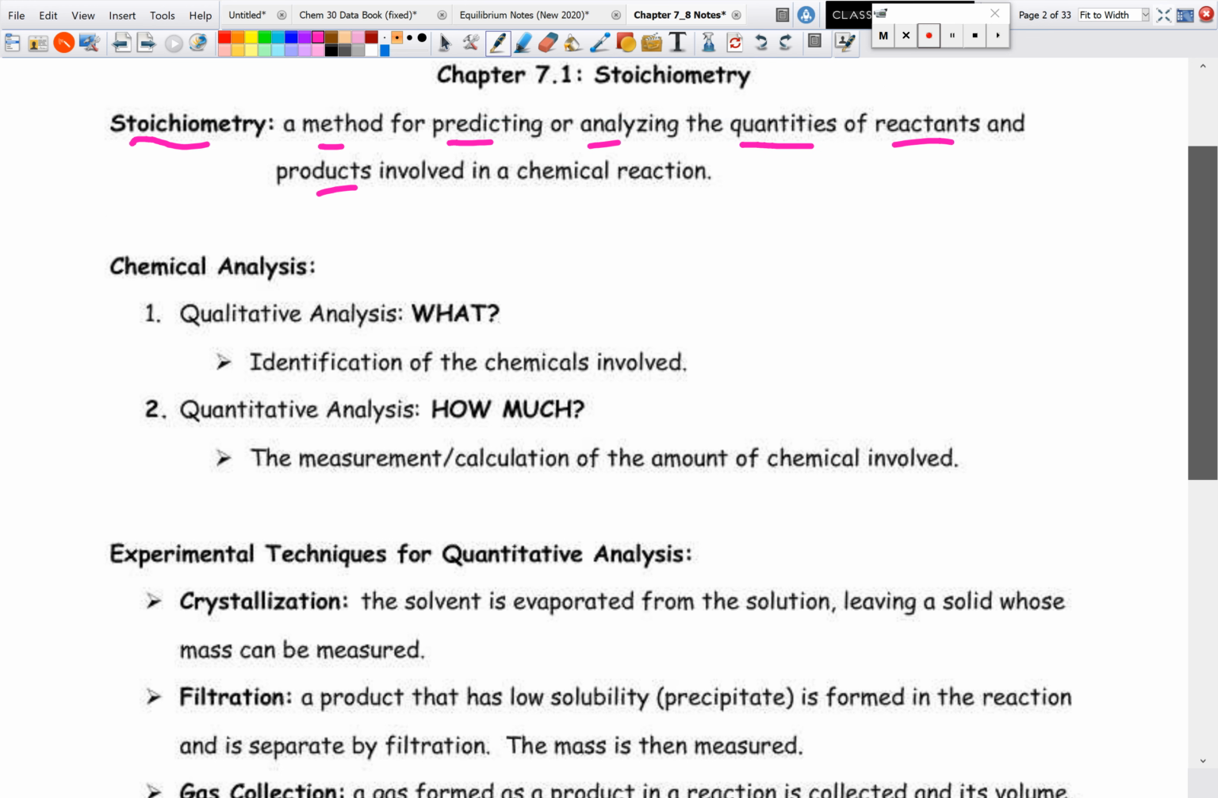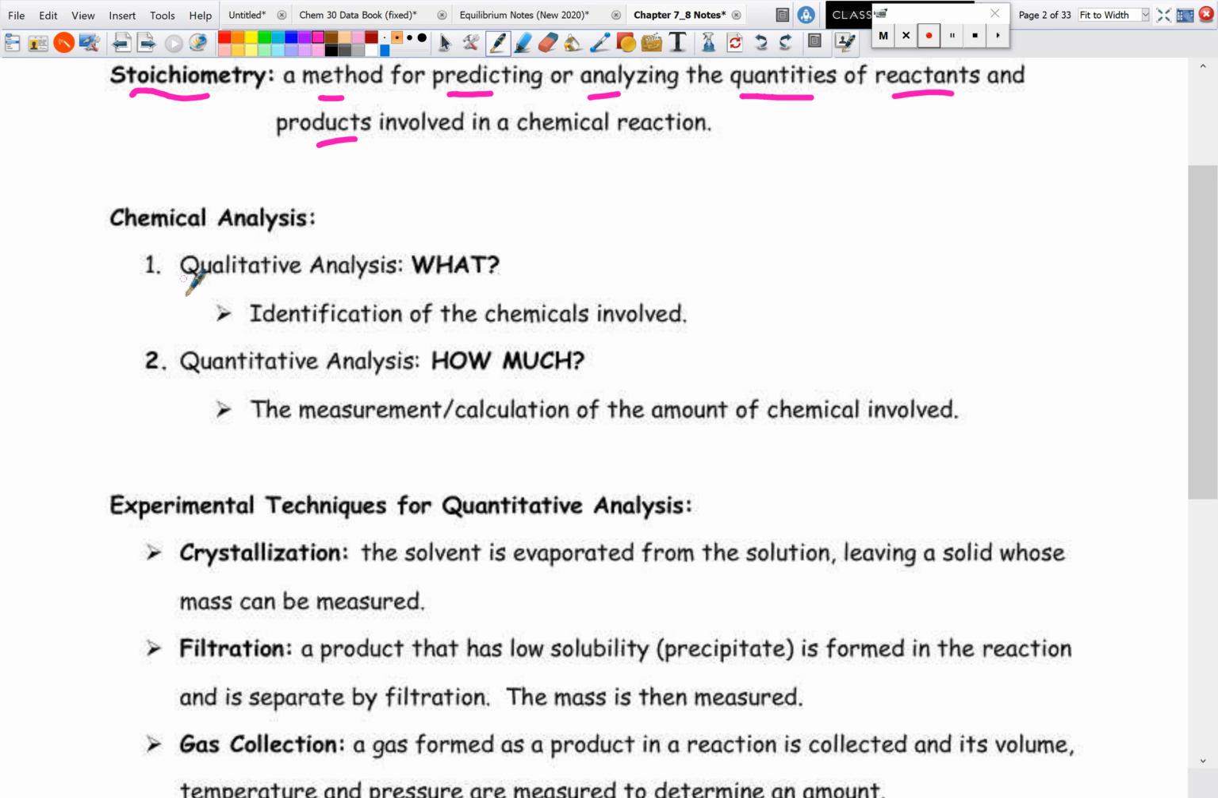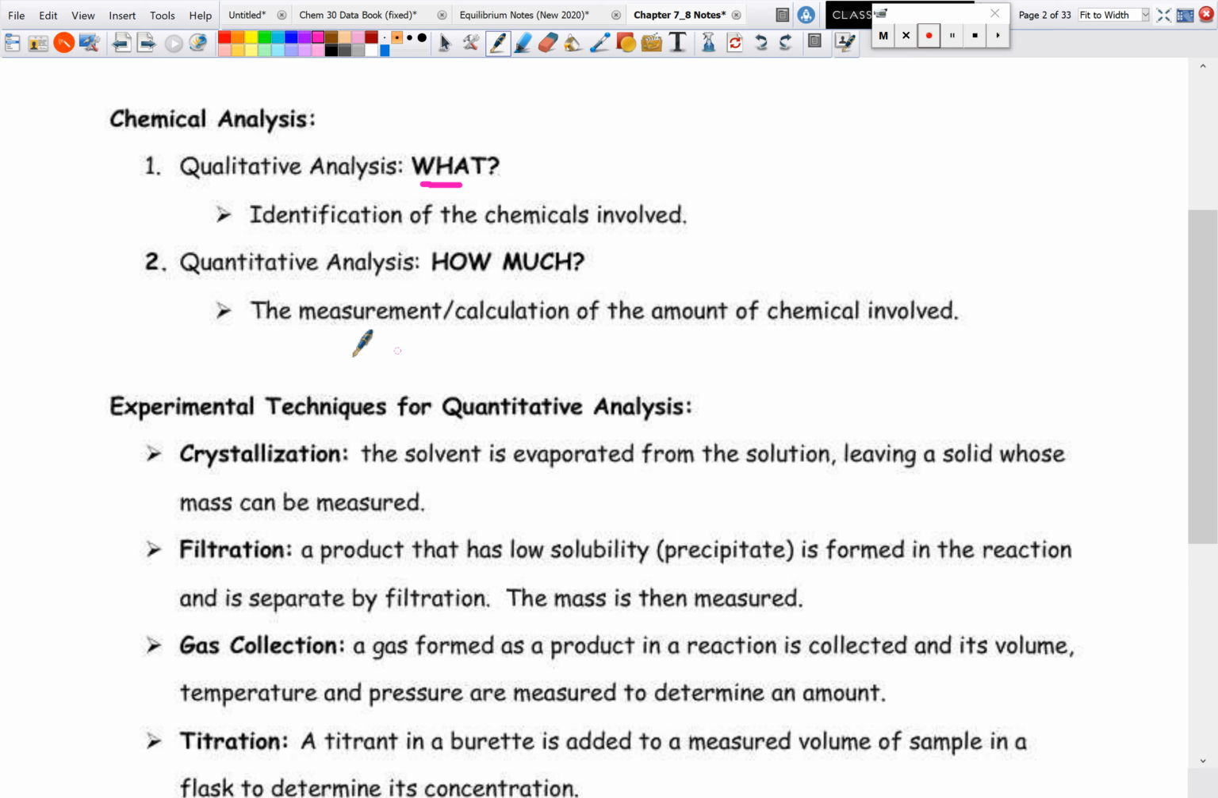So just some of the words that we've been looking at. We've seen this word show up before, qualitative. Qualitative is always like what. We had qualitative analysis of solutions in our last unit, so identification of chemicals involved. Now we're moving away from the qualitative and into the quantitative. And quantitative is how much of something.